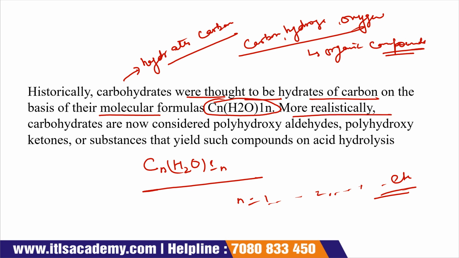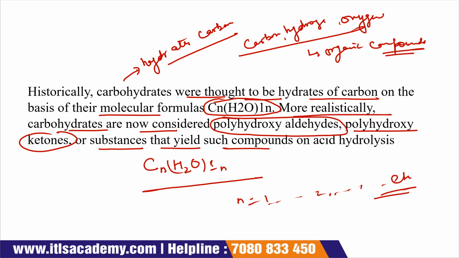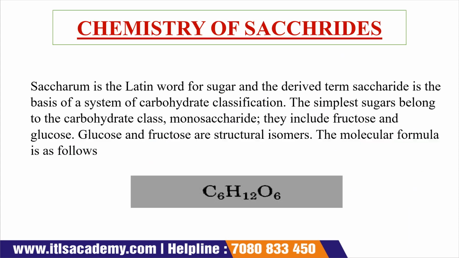More realistically, carbohydrates are now considered as polyhydroxyaldehydes, polyhydroxyketones, or substances that yield such compounds on acid hydrolysis. So carbohydrates are considered polyhydroxyaldehydes, polyhydroxyketones, or substances which yield these compounds during acid hydrolysis.